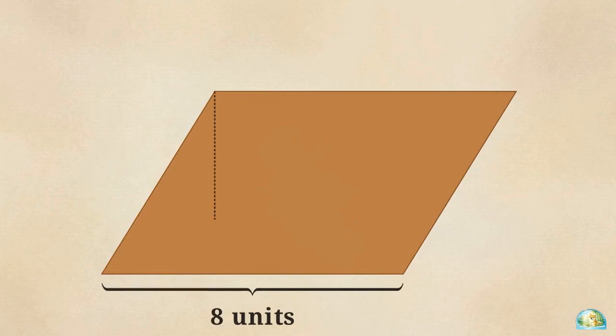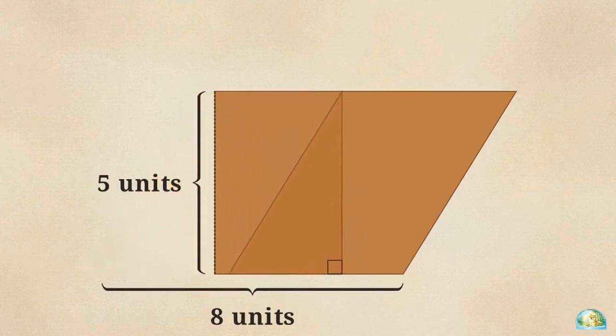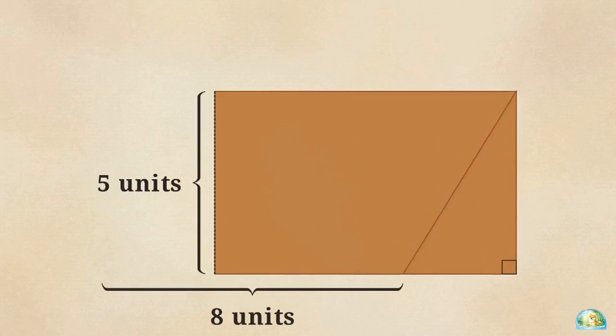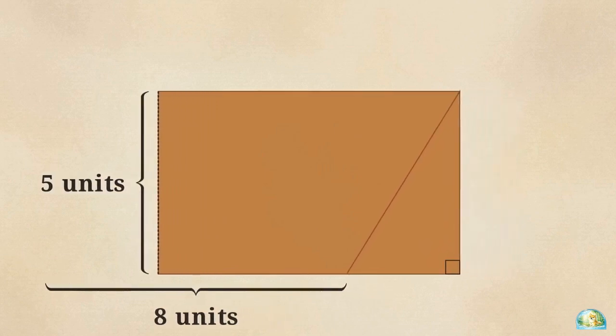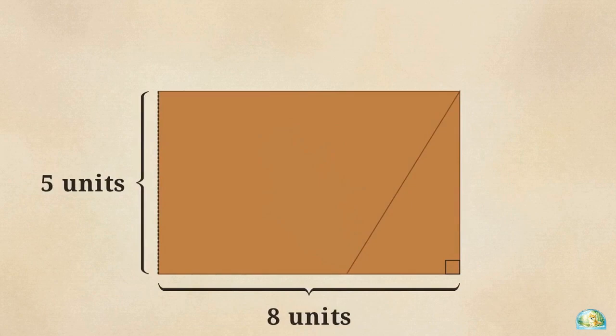To find the area, we need the height, the straight vertical drop from top to bottom. In this case, that measurement is exactly 5 units. By cutting off the triangular section on one end and sliding it to the other, we can reshape the object into a perfect rectangle. This new rectangle maintains the original base of 8 and height of 5.